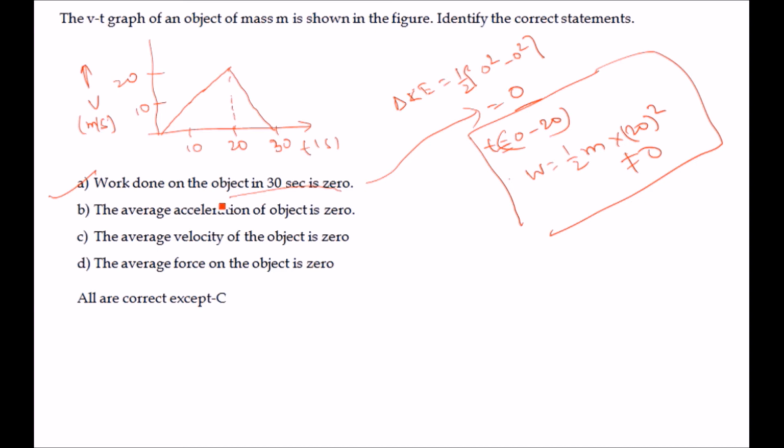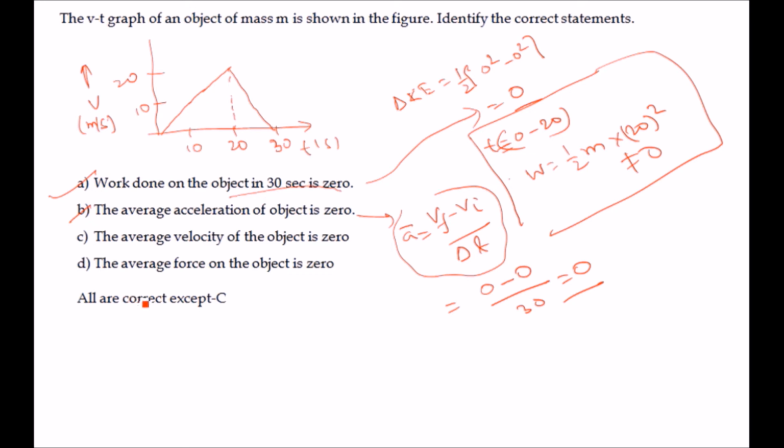Second statement: the average acceleration of the object is 0. For average acceleration, we know that a average is equal to v final minus v initial, divided by delta t. If you have any doubt about average acceleration or how we calculate this value, you can go through my notes on motion in a straight line to get an idea about it. The final velocity is 0, the initial velocity is 0. If I divide by the time of 30 seconds, we get the value equal to 0. So this statement is also correct.